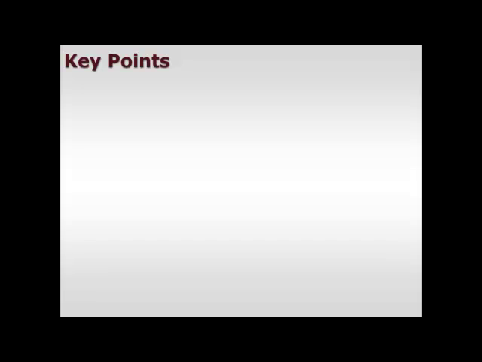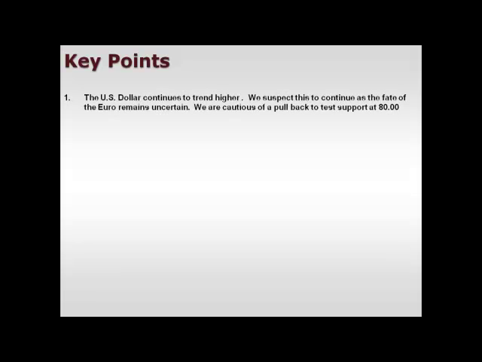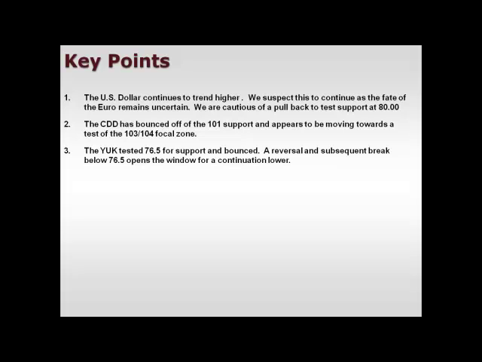Let's take a look at a few of our key points. First of all, the US dollar continues to trend higher. We suspect this to continue as the fate of the euro remains uncertain. We are cautious of a pullback to test support at 80. The CDD has bounced off of the 101 support and appears to be moving towards a test of 103-104. YUK tested 76.5 for support and bounced.